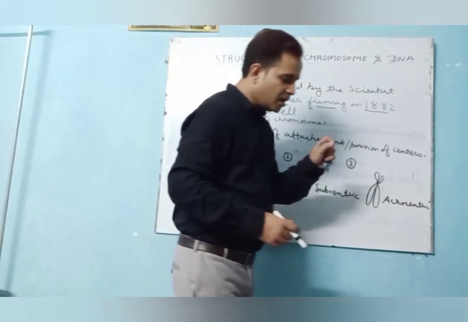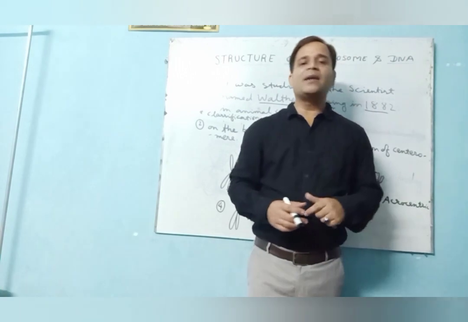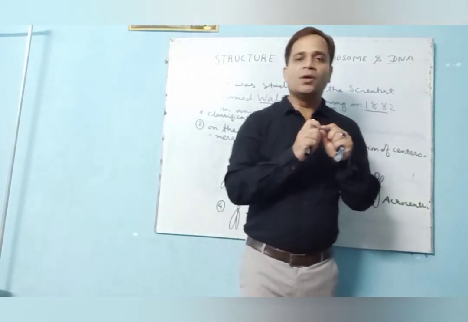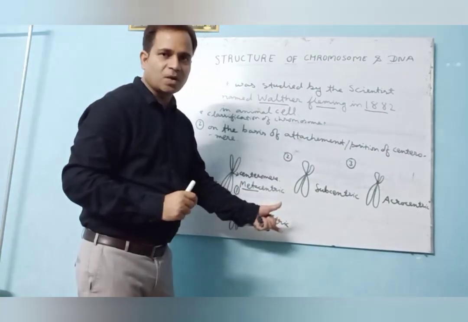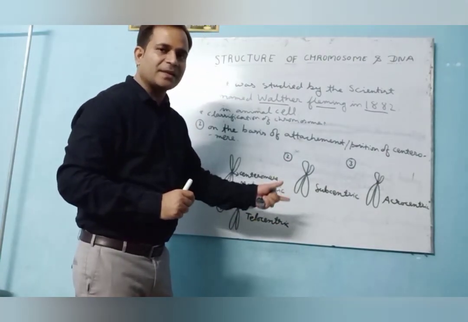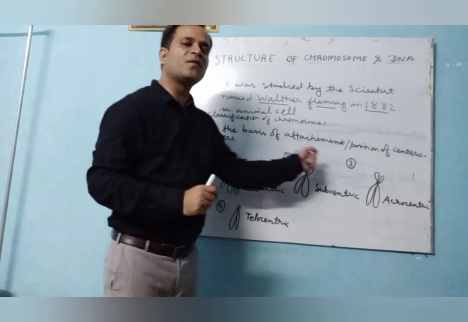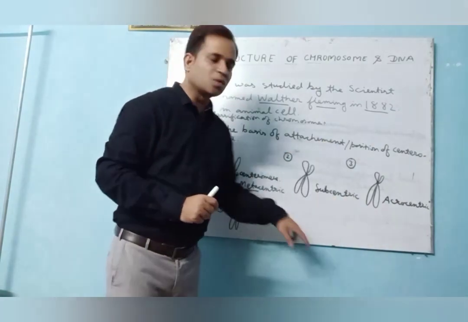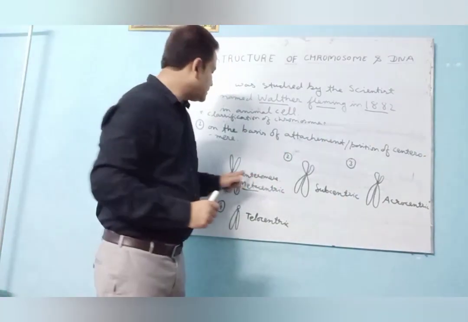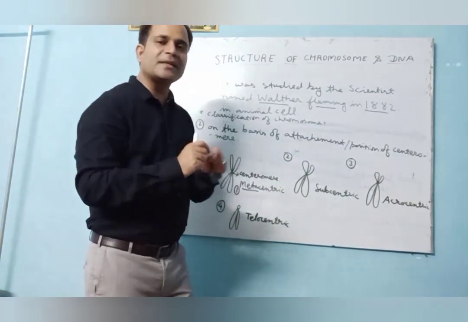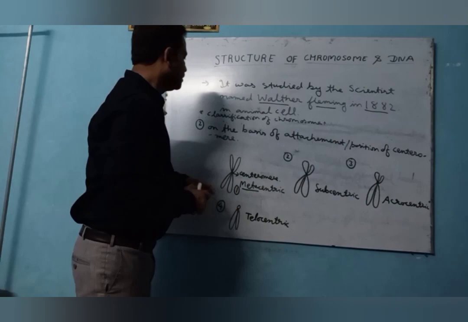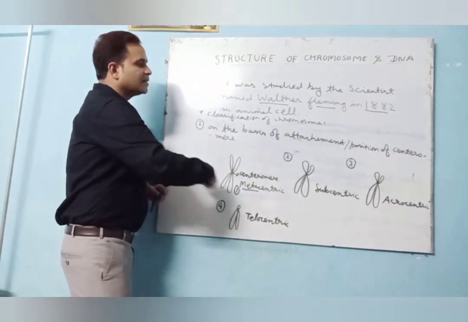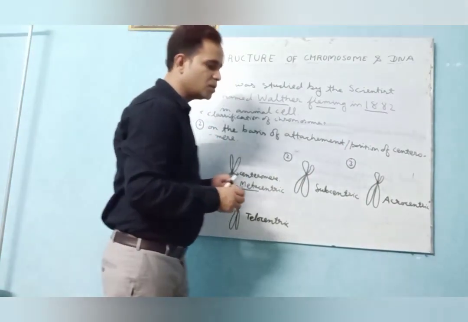While in a prokaryote there is no condensed part of the chromatin fiber, so it is not possible to form a chromosome. So there is no centromere, and that is said to be acentric. Clear? Now these all are the classification of chromosomes.